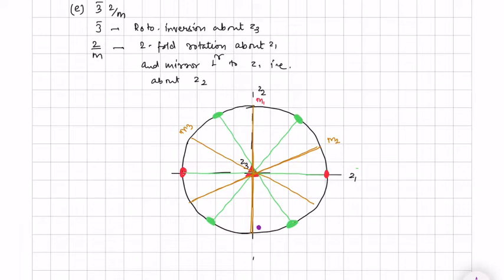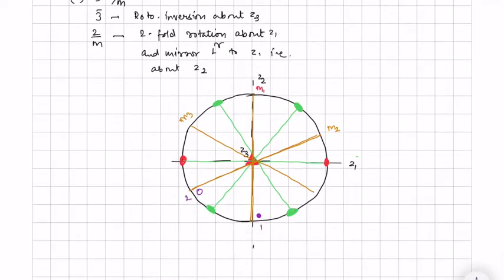So first let us apply roto-inversion about Z3. So it goes for 120 degree rotation, it lands up here, and then inversion, it goes to this point. So this is 1, this is 2. So now we have a second point. This is rotated by 120, it lands here, and then it is inverted about the origin, so it becomes a point here. So this is the third point.